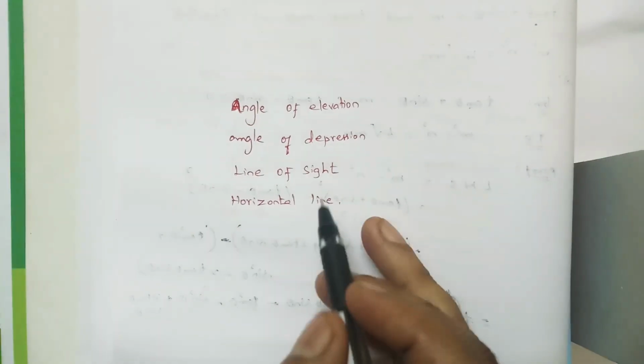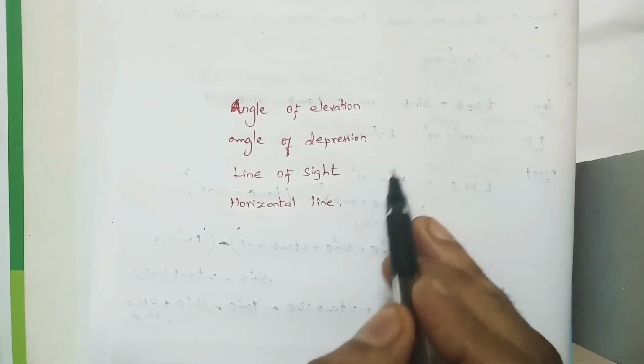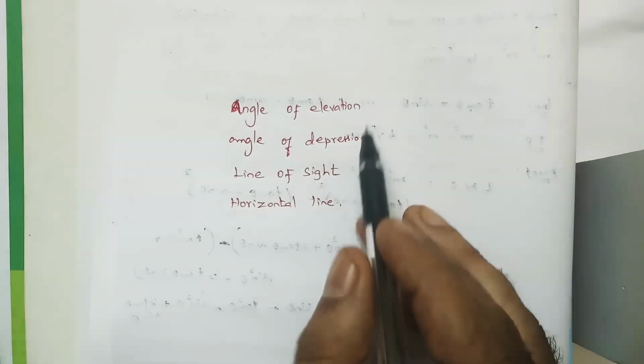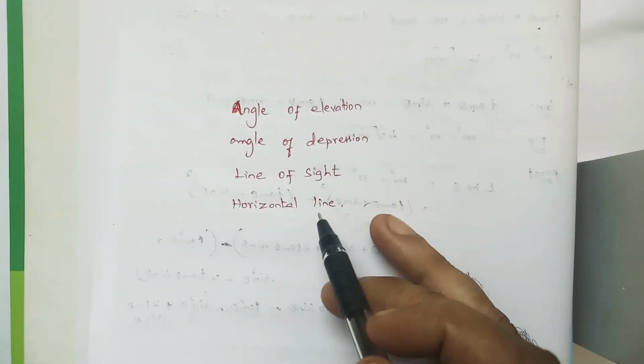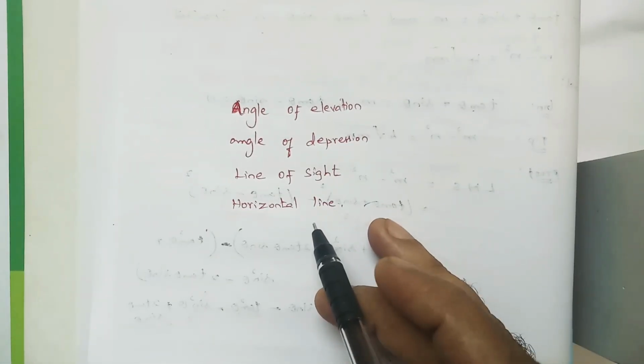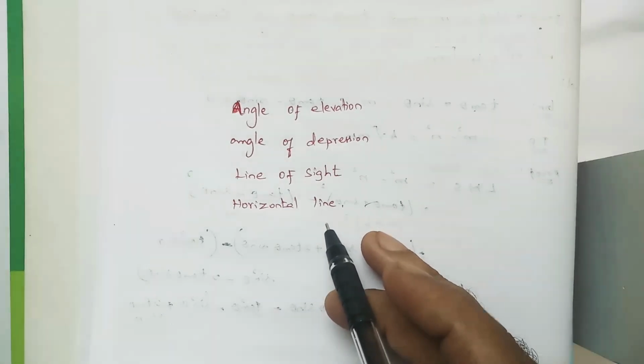In this chapter, we are going to discuss angle of elevation, angle of depression, line of sight, and horizontal line. Only four things. If you know the meaning of these four things, then it is very, very easy. And in this chapter, we are going to see only word problems.